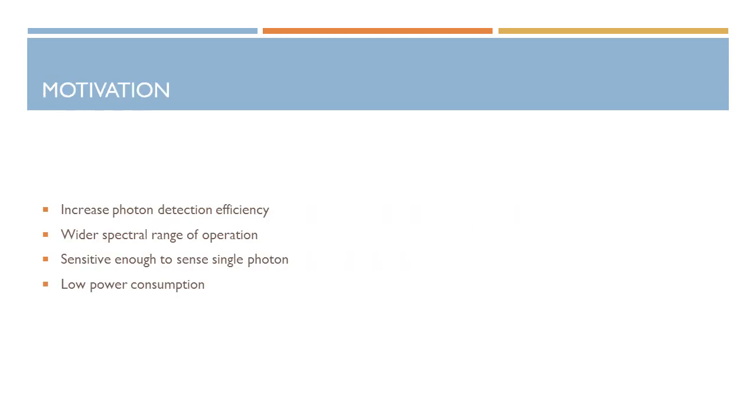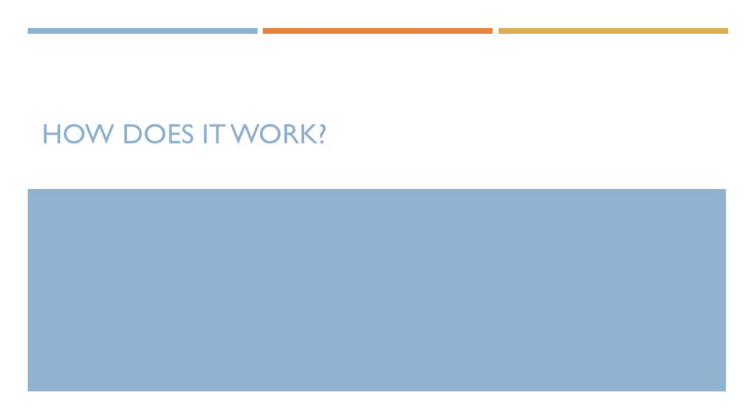Some of the motivations of using single-photon avalanche diodes are to increase the efficiency of photon detection and the spectral range at which a photodetector can detect. It is sensitive enough to detect a single photon. It also has relatively low power consumption. These points will be extended upon as I explain how the diode functions and how it stacks up when compared to other technologies used for photodetection. Now that we understand what a single-photon avalanche diode is, let's discuss how it works.